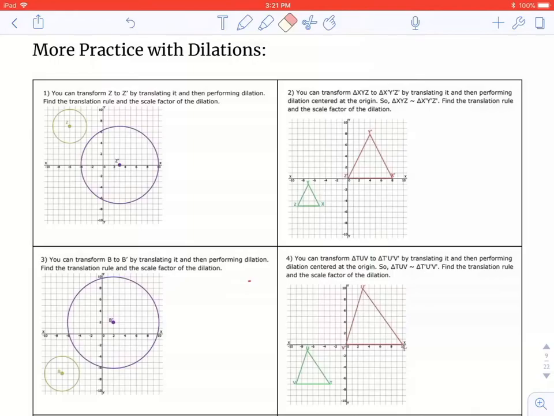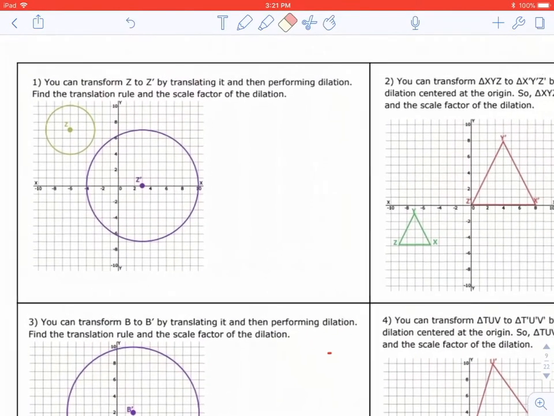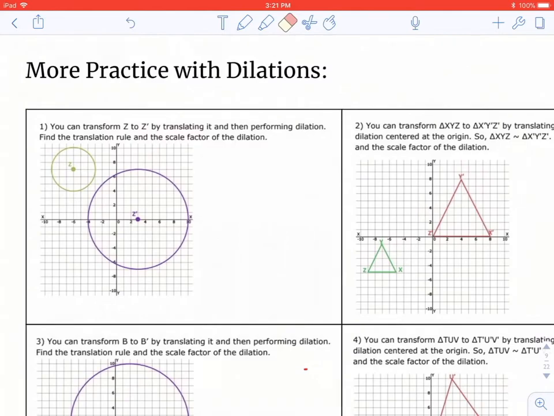So in this video, I'm going to give you a little help with your homework tonight. So it says in number 1 that we can transform z to z prime by translating it and then performing a dilation. Find the translation rule and the scale factor of the dilation.